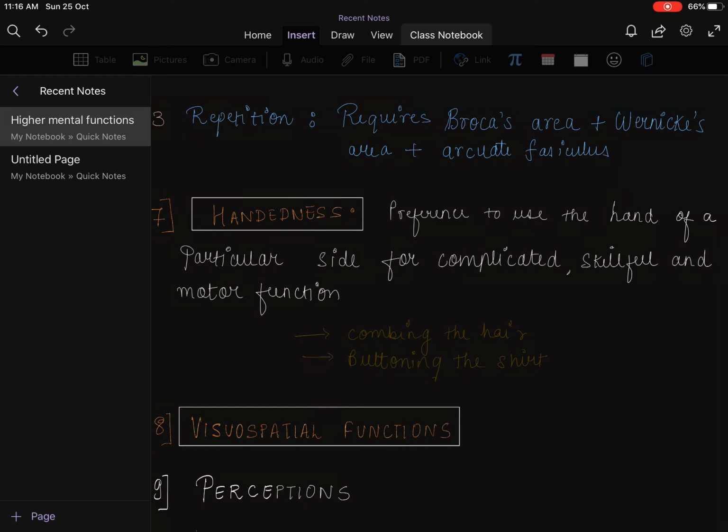So why is handedness important? Because in 90% of right-handed people, 95% have Broca's area on the left side, while 5% have it on the right side. And in the 10% of left-handed people, 50% have Broca's area on the right side, while 50% have it on the left side. And handedness of an individual is fixed at around 3 or 4 years.